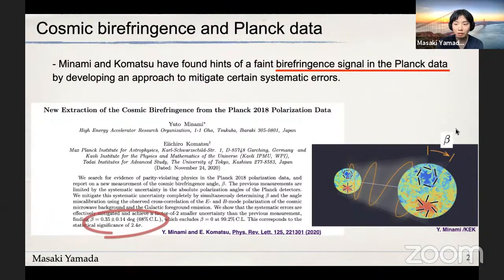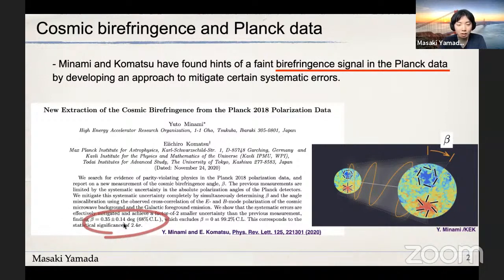So this is a quite important parameter in the CMB. And recently, Minami and Komatsu have found hints of a faint birefringence signal in the Planck data by using an approach to mitigate certain systematic errors. According to their analysis, the isotropic birefringence angle is equal to 0.35 plus minus 0.14 degrees, which corresponds to a statistical significance of 2.4 sigma. So this would be a hint for physics beyond the standard model.